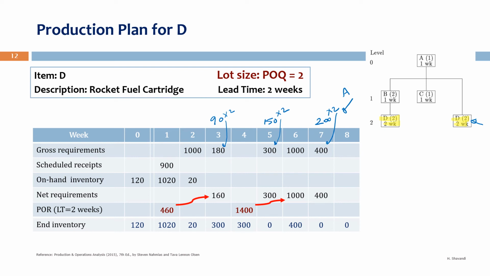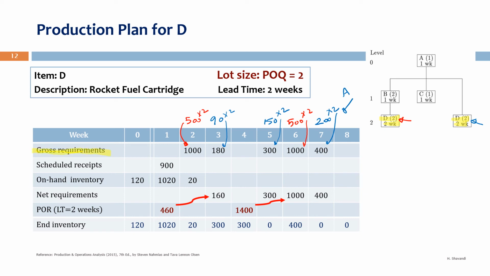For part B, we are supposed to produce 500 items of B at week 2 and 500 items of B at week 6, right? And again, the need of D for producing item B is 2, so we have to multiply these numbers 500 by 2 again, so we will need thousands of D at week 2 to produce 500 items of B, right? And the same for week 6. So this is how we calculate the gross requirement of part D.